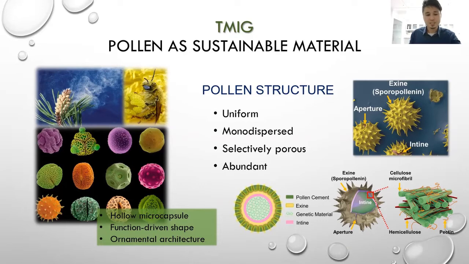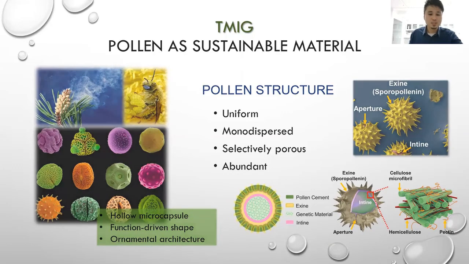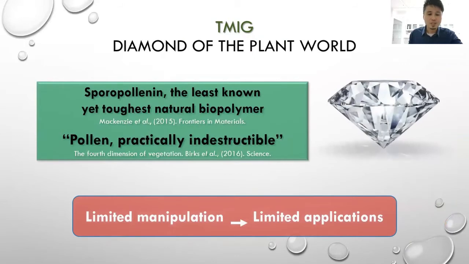In general, pollen are composed of several common layers, namely the outer pollen cement, the exine, the intine, and the genetic material that is encapsulated within. The intine is largely composed of cellulose and pectins, while the exine is composed of sporopollenin, which has been dubbed the diamond of the plant world. The toughness of the exine sporopollenin to resist harsh conditions, including acids, UV, and oxidation, is well documented, thus making the pollen overall a highly stable material, resistant to changes, interactions, and manipulation. However, with limited manipulation, there can only be limited applications.